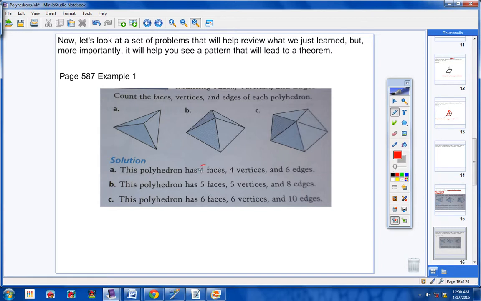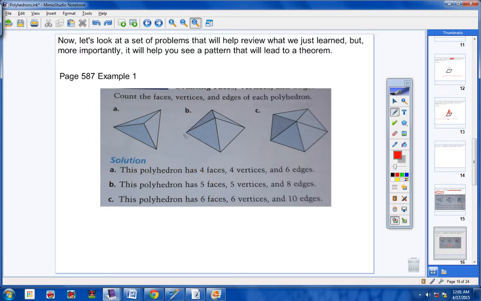We have 4 faces, 4 vertices. Now right away you're saying, oh, Mr. Earhart, I see the pattern. The faces will always equal the vertices. That is not it, and that is not true. Now I know in these 3 problems, the faces always equal the vertices, but that is not always true. Okay? So no, that's not the pattern.